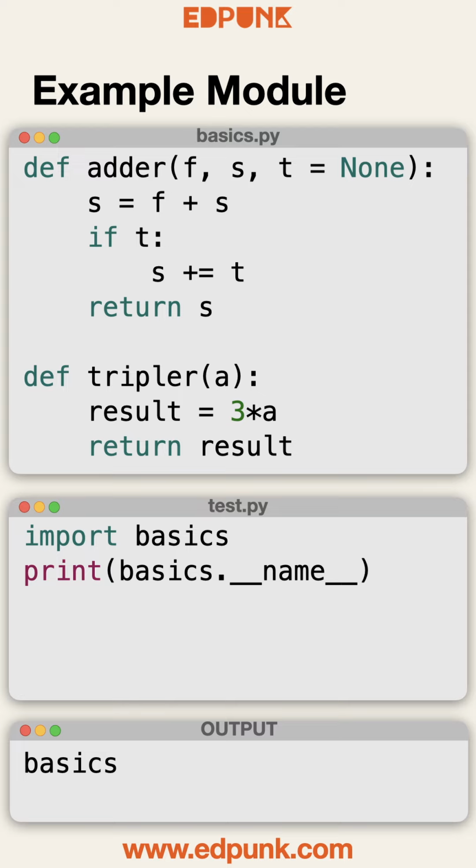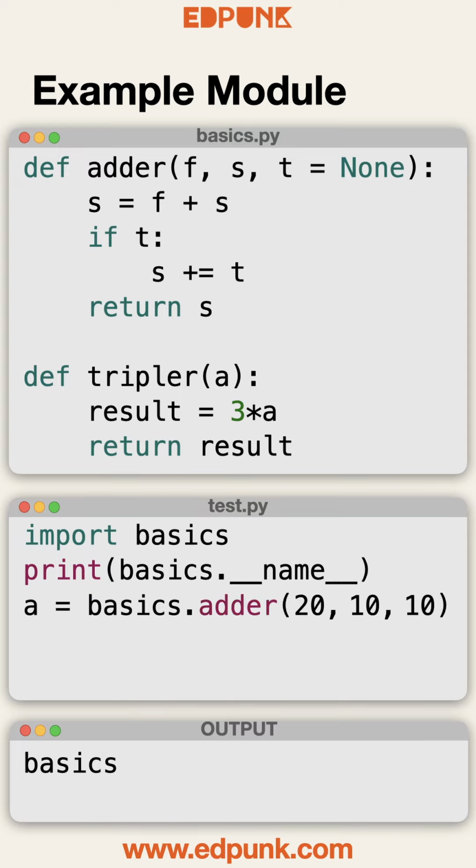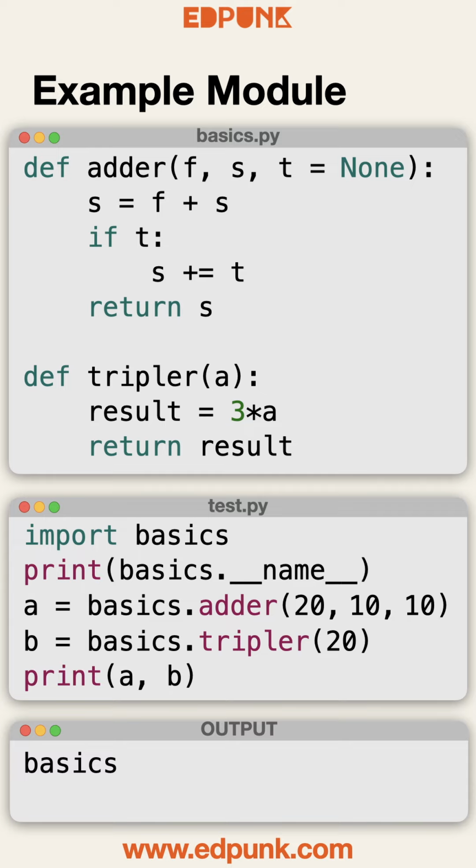We can access any function in the module simply by typing the module name followed by a period followed by the function name along with the arguments. Let us call the basics.adder function with arguments 20, 10 and 10 and assign the result to variable a. Similarly, let us invoke basics.tripler function with the argument 20 and assign the result to variable b. We can output the values of a and b, which is 40 and 60 respectively.